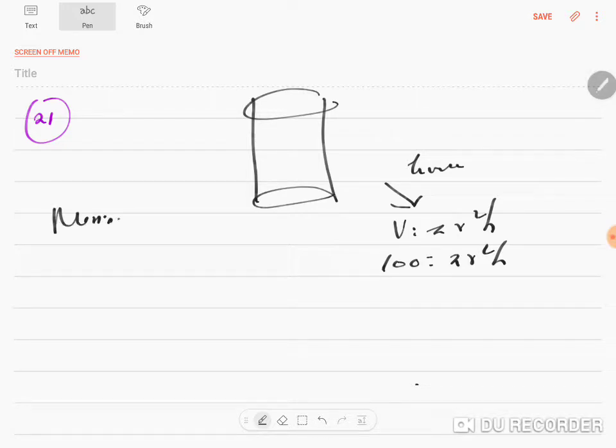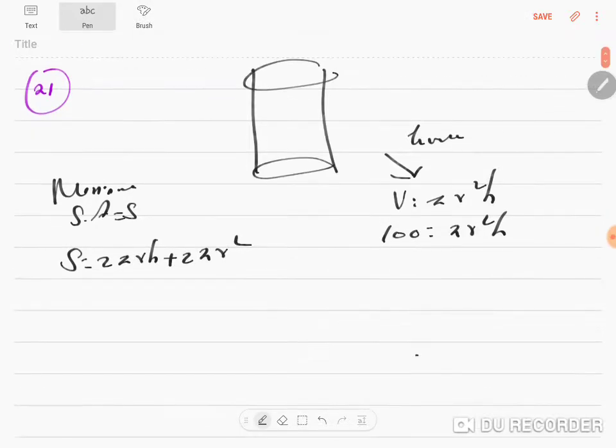Minima is about surface area. Surface area, let's call it S. So you have to differentiate. What is the surface area of a cylinder? It's total surface area. If it were curved surface area, they would have given it. So surface area means total surface area, which is 2 pi r h plus 2 pi r square. So you can't have two variables. So you have to use h is equal to 100 by pi r square, or r square is equal to, we will get a root also, I will avoid that.